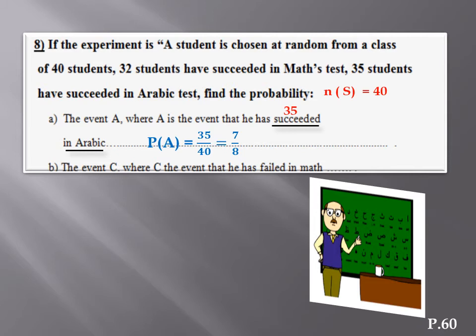The event C is the event of failing in math. How many failed in math? 40, the total, minus the number of students who succeeded in math. 40 minus 32 equals 8. The probability of C equals 8 over 40, which equals 1 over 5.